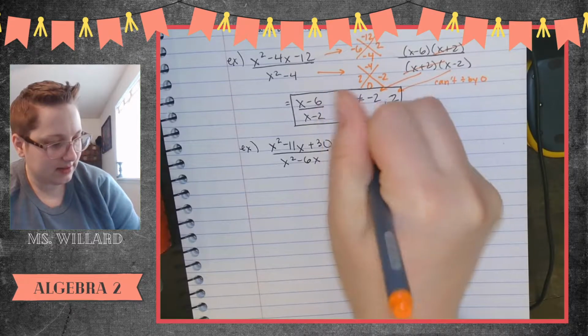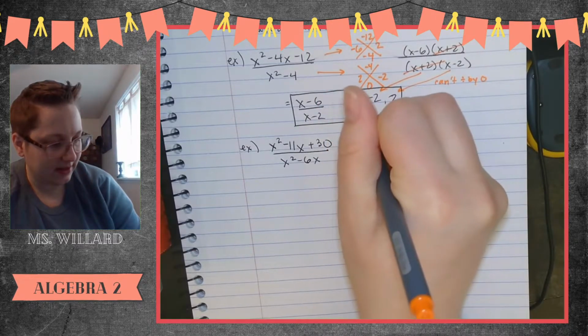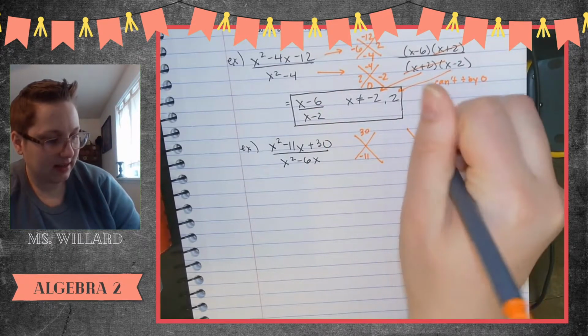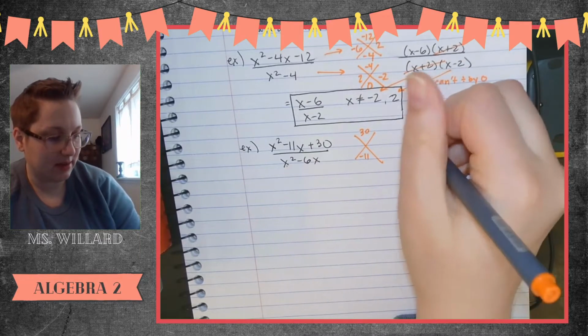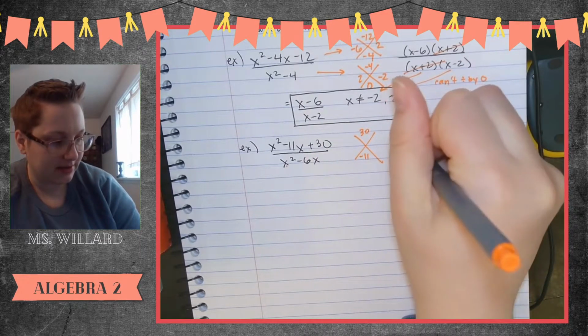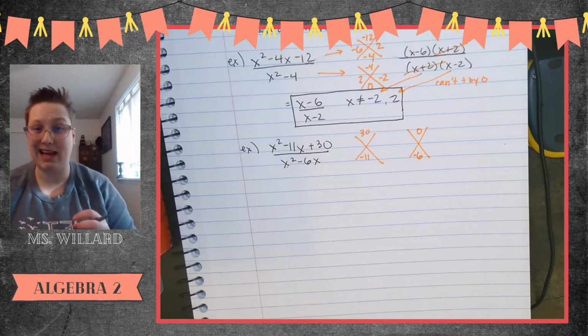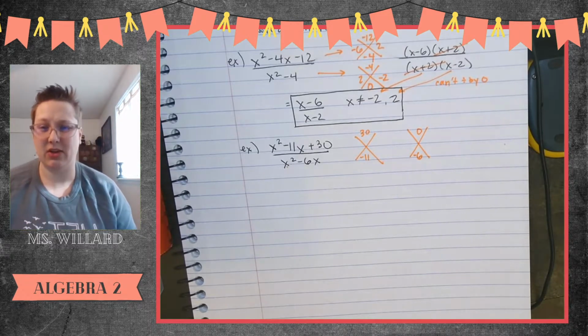Okay, we're going to do it this way. 30 and negative 11. And then the bottom one here is going to be 0 on top and negative 6 on bottom, which looks weird, but it's okay. I got you. Okay. What multiplies to get 30?